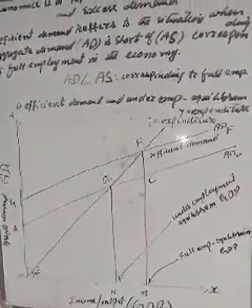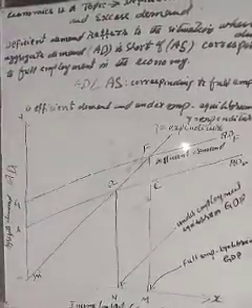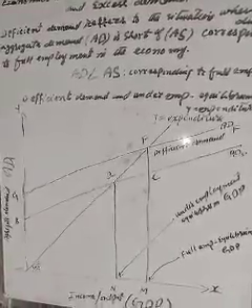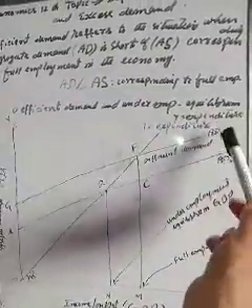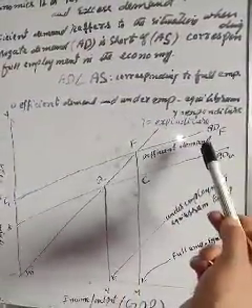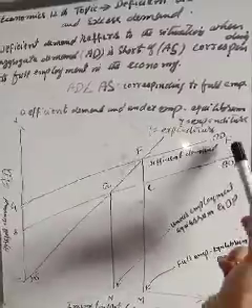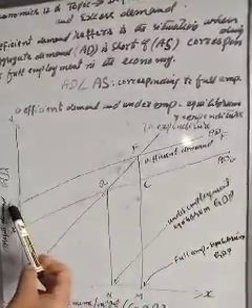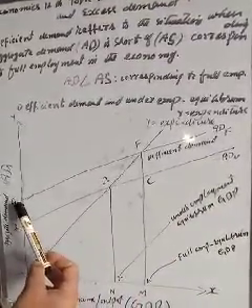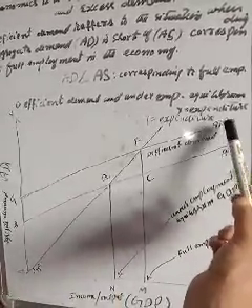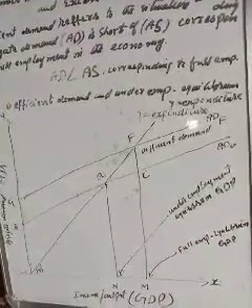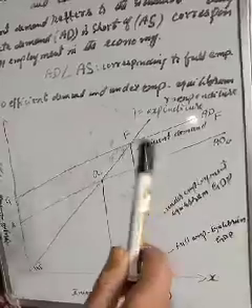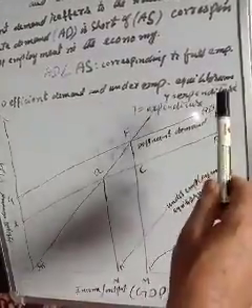Now, dear students, from this figure, this is 1 crore, that is ADF. This line we start from this G. This is ADF. It shows AD, aggregate demand, corresponding to full employment.